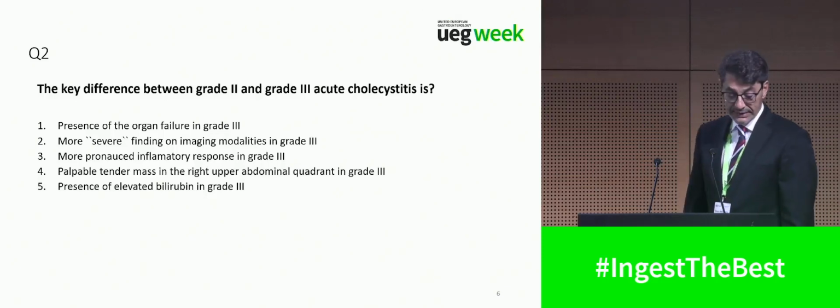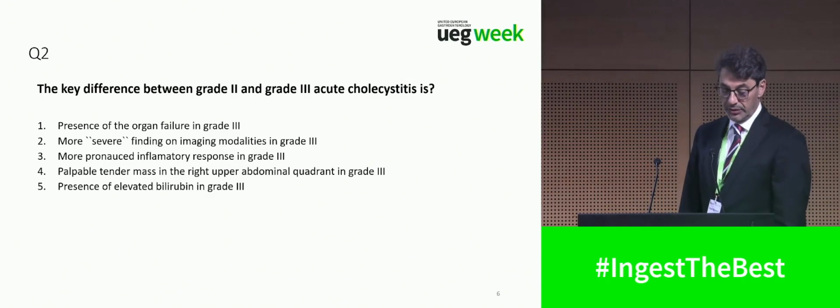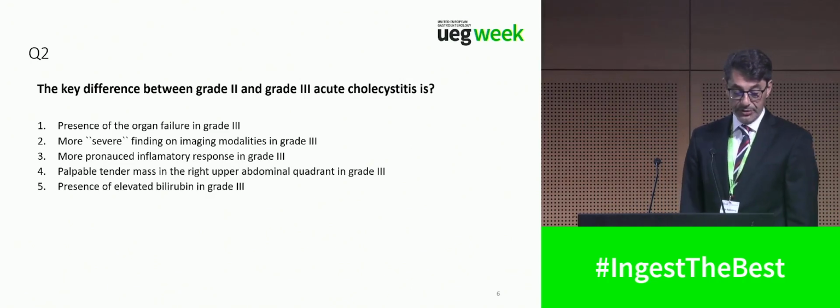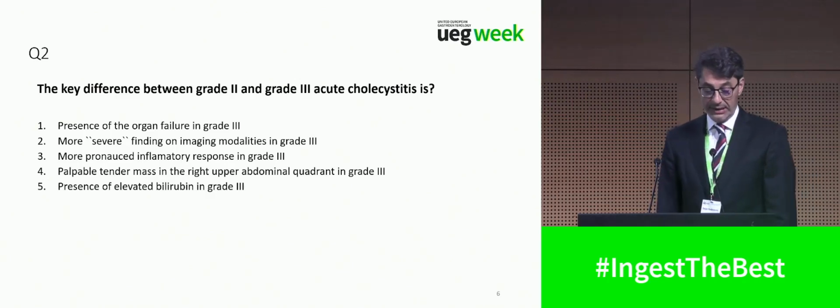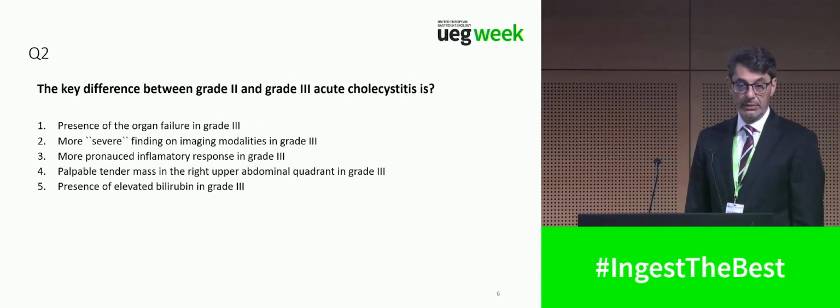So my next question is, what's the key difference between grade 2 and grade 3 acute cholecystitis? Is it the presence of organ failure in grade 3, more severe findings on imaging in grade 3, a more pronounced inflammatory response, a palpable tender mass in the right upper abdominal quadrant, or elevated bilirubin in grade 3?